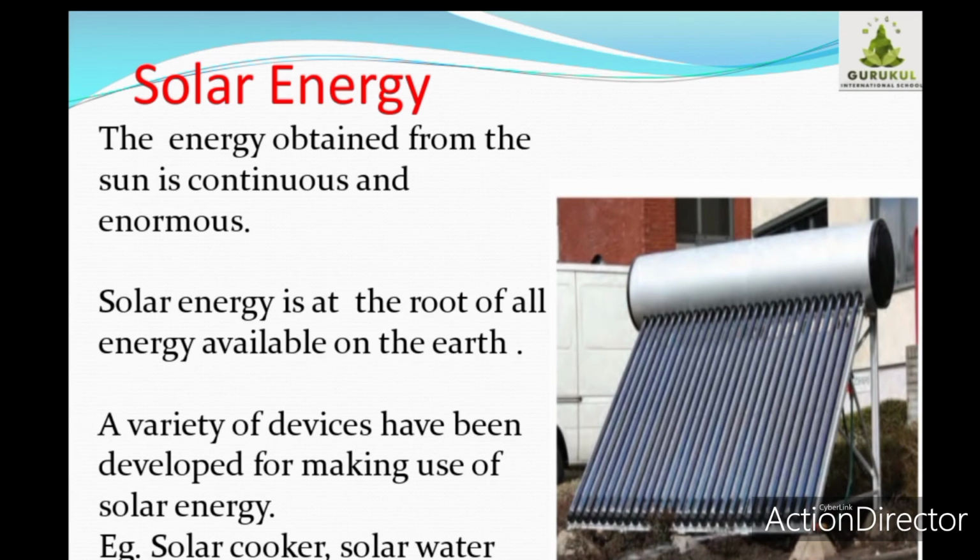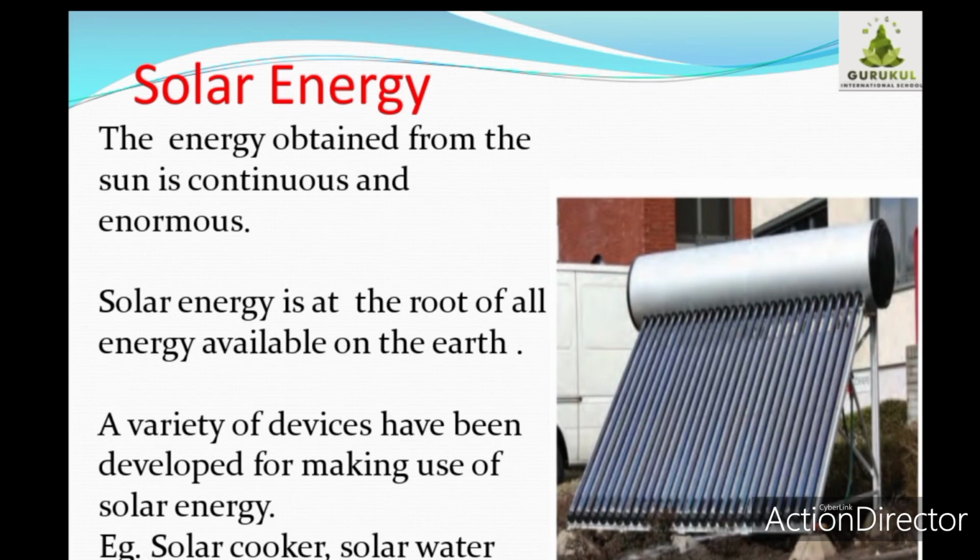In the first three devices here, solar cooker, solar water heater and solar dryer, heat energy is obtained from the sun and it is utilized to cook the food. The solar cooker, solar water heater and dryer are used for cooking the food, heating the water and drying the grains, etc. In a solar cell, electrical energy can be obtained from solar energy, and solar electrical plants have the capacity to produce electricity on a large scale. A solar plant consists of many solar cells.